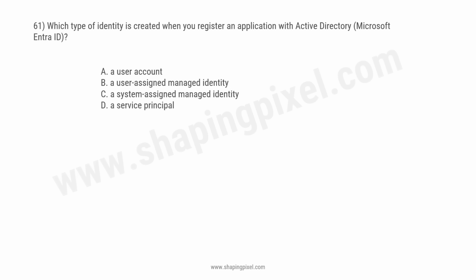So question number 61. Which type of identity is created when you register an application with Azure Active Directory, Azure AD? And we have four options: option A, a user account, option B, a user assigned managed identity, option C, a system assigned managed identity, or option D, a service principal. So the right answer here is option D, a service principal.